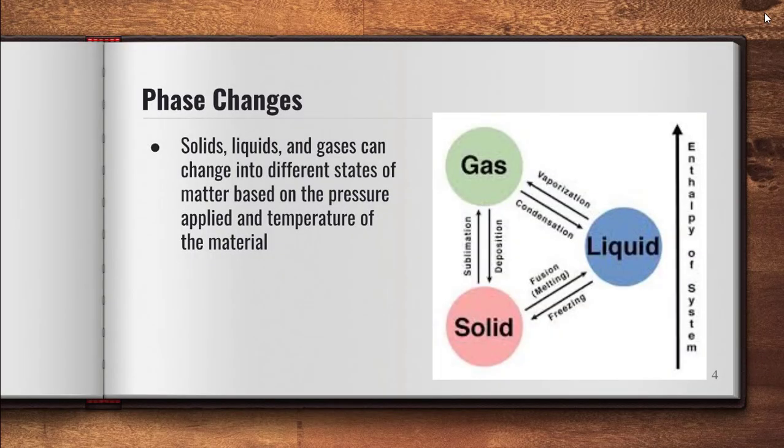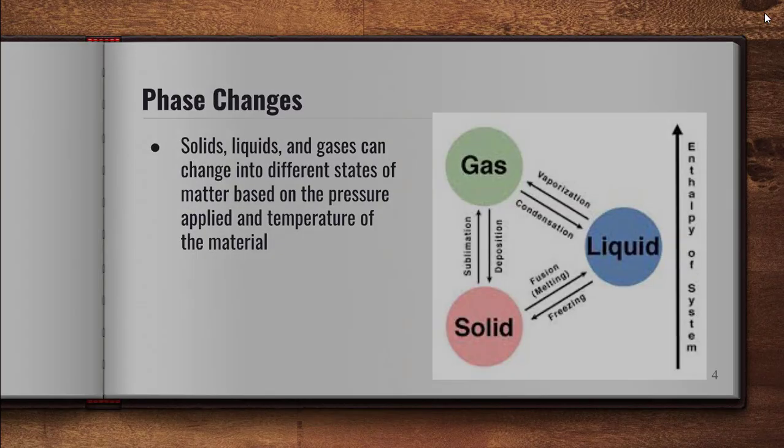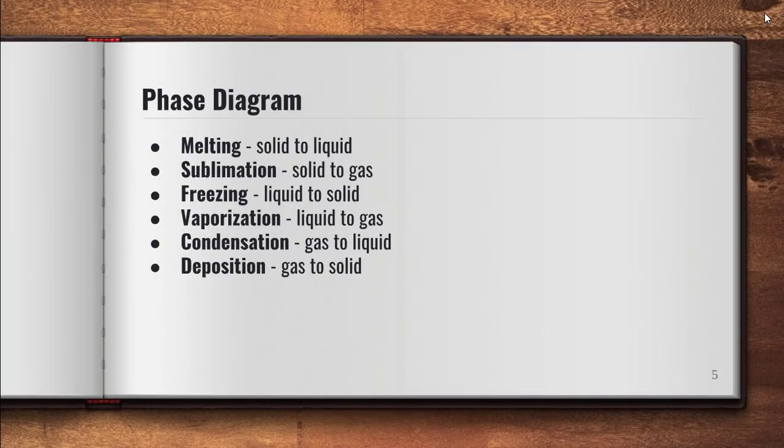So keep in mind, and I'm sure you're all very aware of this, that solids, liquids, and gases can change into different states of matter based on the pressure that's applied as well as the temperature of the material. You know about melting and freezing, condensation and vaporization, and all of those are directly related to the energy that is in the system as well as the pressure that is applied in the system as well. We will look at a diagram that shows what state of matter a chemical is at a specific pressure or temperature. So what are the ones that you need to make sure that you know?